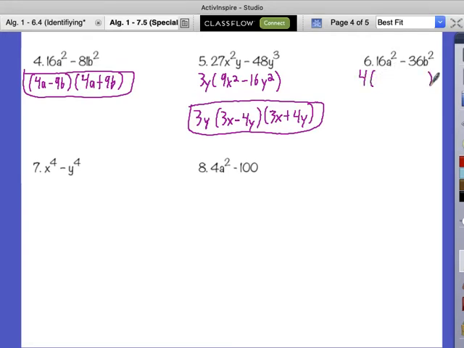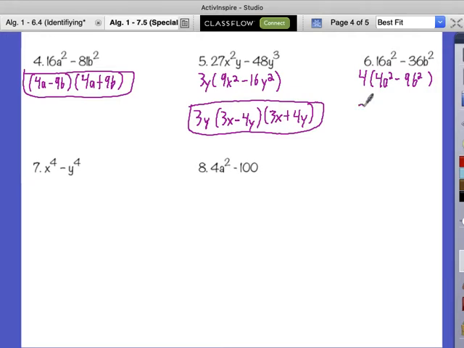What do we have left if we factor out a 4? You have 4a squared minus 9b squared. 4 times what is 36? 9. Now inside our parentheses, 4a squared minus 9b squared, are those perfect squares? Yeah.